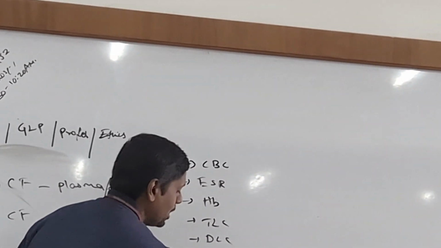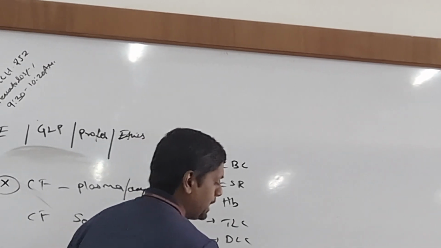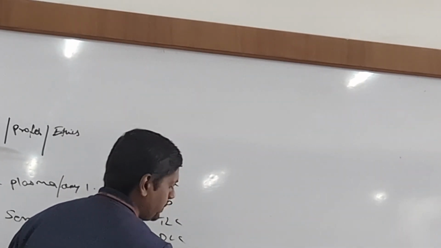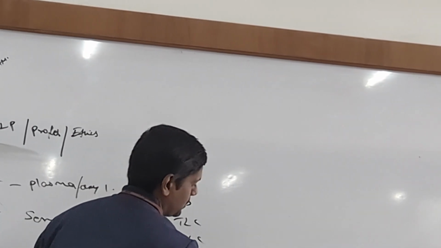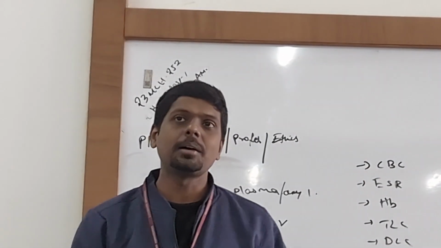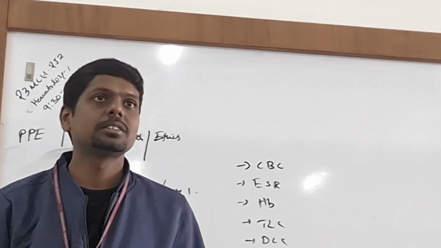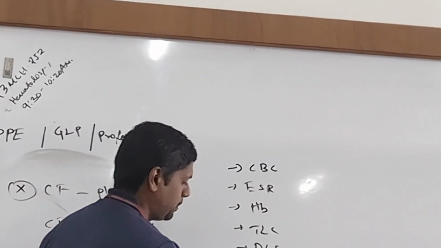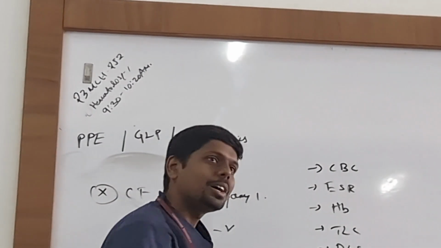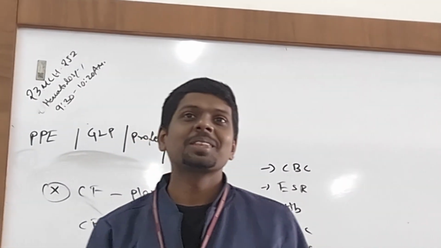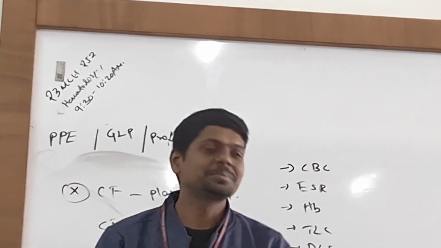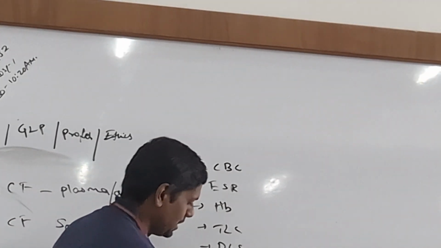Coagulation profile. There we have PT, APTT, PTI or INR. All these things are part of coagulation profile. Next, any other hematology tests? Okay, blood grouping. Next. That's the problem. Next.